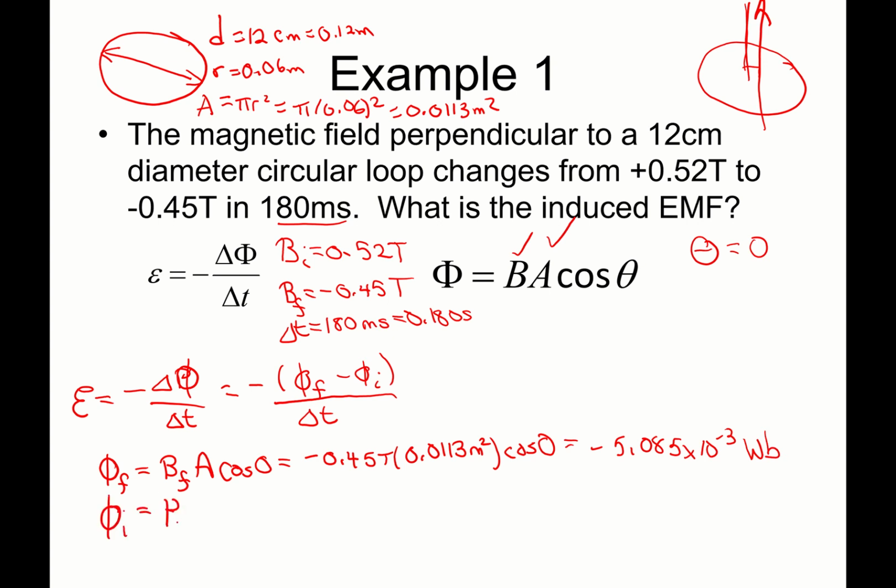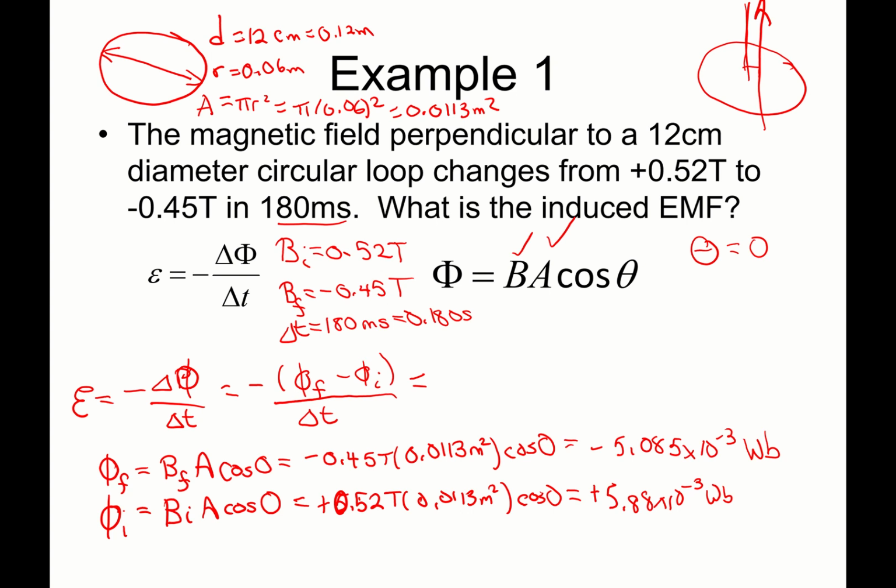Initial flux is going to be B initial A cosine theta. If you had a problem where B stayed the same and the area changed, then you would do A final and A initial. If you have a problem where the angle changes, you do theta final and theta initial. All right, so put in our numbers. The flux is 0.52 Tesla, area is still 0.0113 meters squared, cosine of 0. I get plus 5.88 times 10 to the minus 3 Webers.